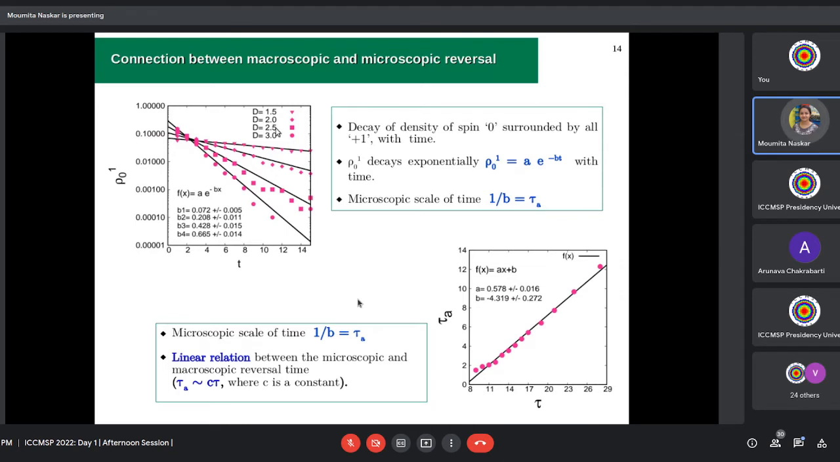Now, for each D, we have calculated tau A, and also for each value of D, we have the mean reversal time. So now, if I plot this tau A against our mean macroscopic reversal time, we found that there is a linear relationship between them. Now, this is very interesting, so we can connect the macroscopic reversal time with the microscopic time.